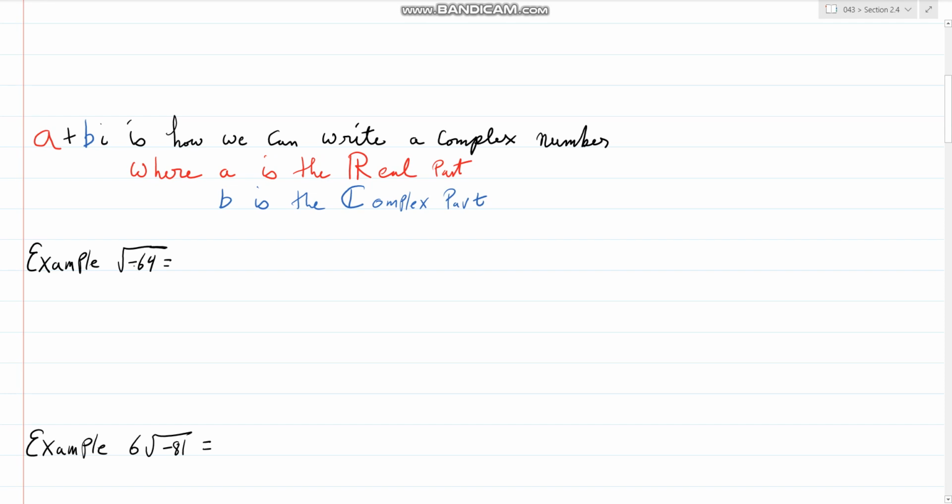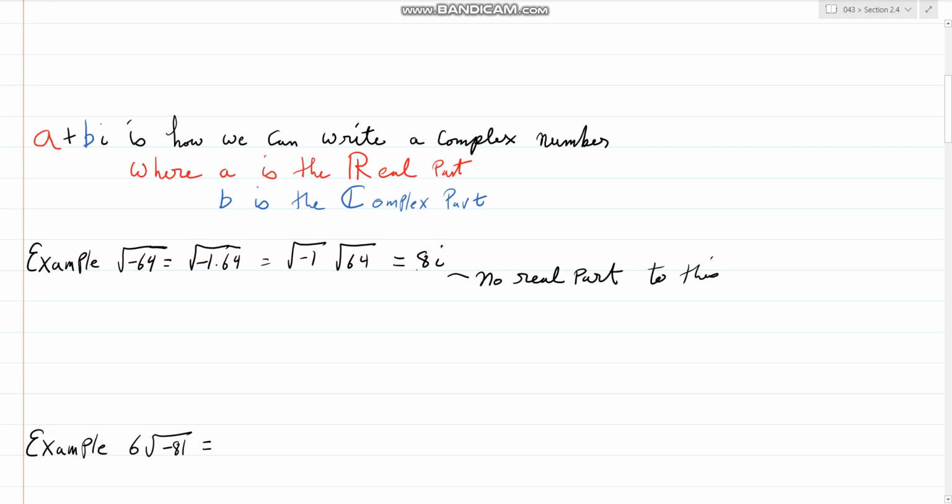So an example is very similar to our previous one, and that's the square root of -64, which I can break up as -1 times 64, okay? And that would be the square root of -1 times the square root of 64. Well, I have memorized that 8 times 8 is 64, so I can say 8i, okay? Now, there is no real part to this, okay?